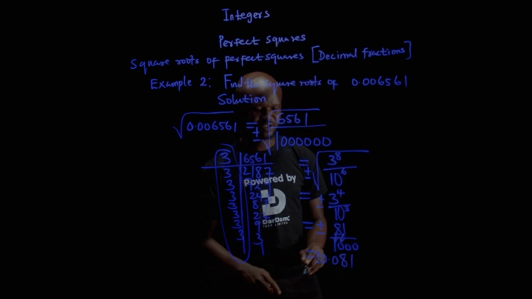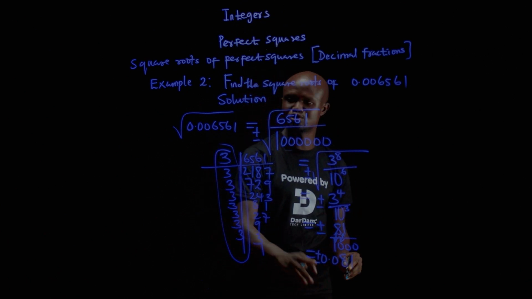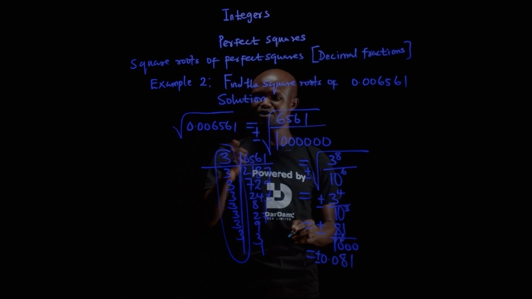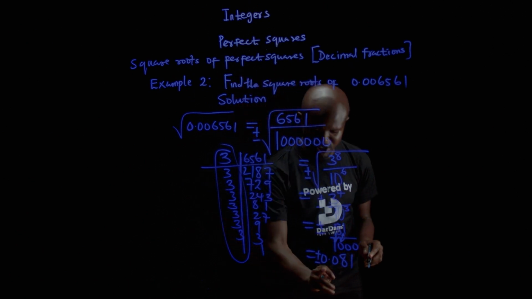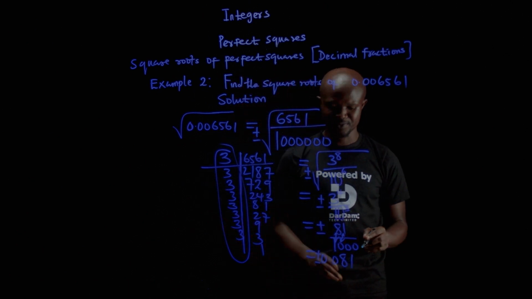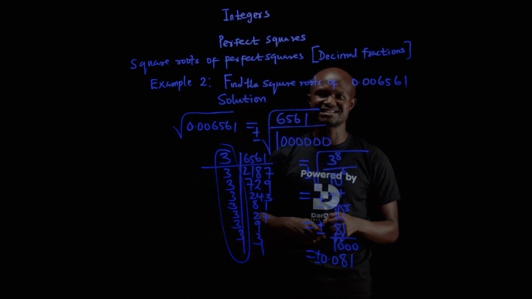Plus and minus. So this is the square root of 0.006561, which is plus or minus 0.081. That is the solution to the problem.